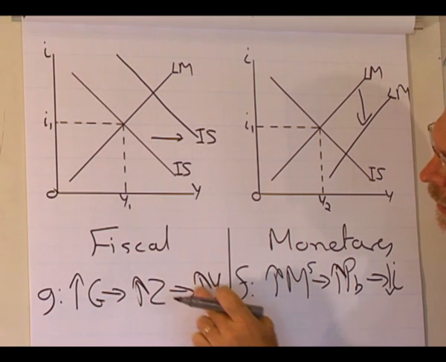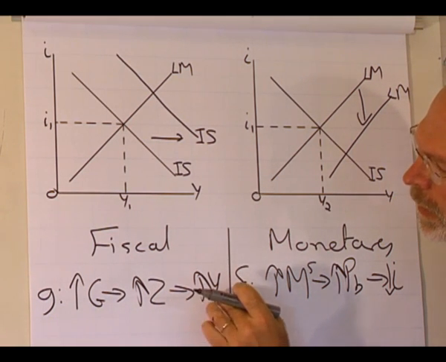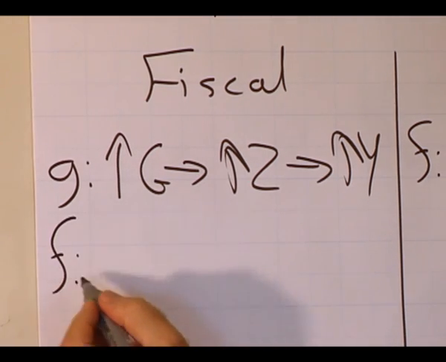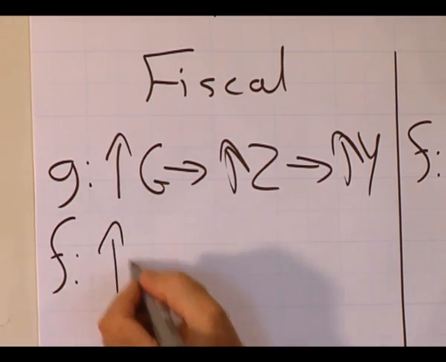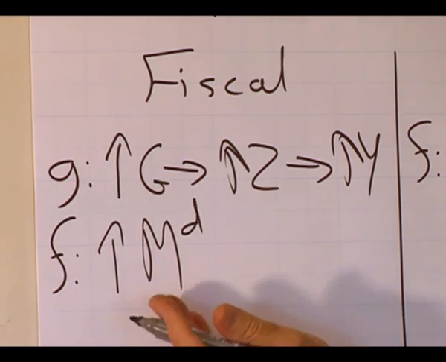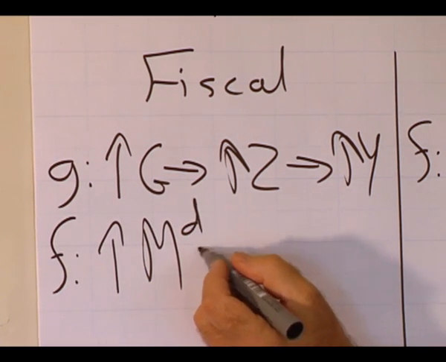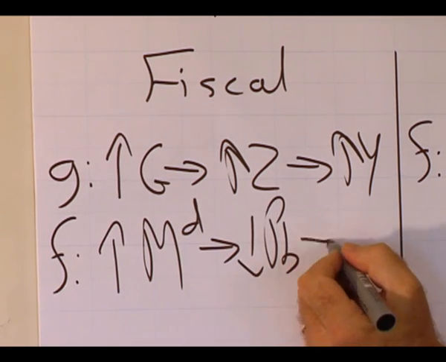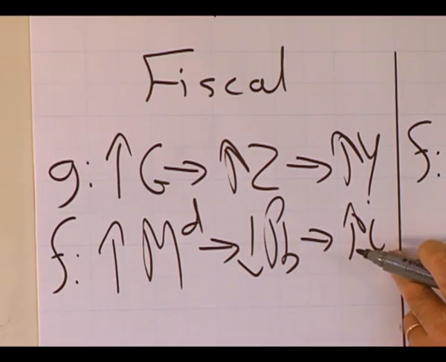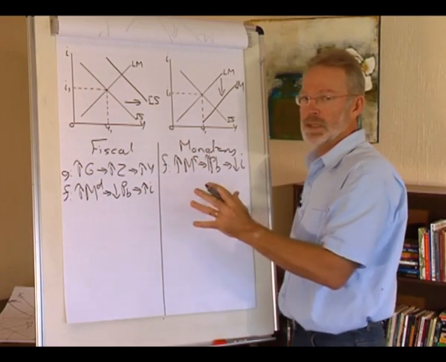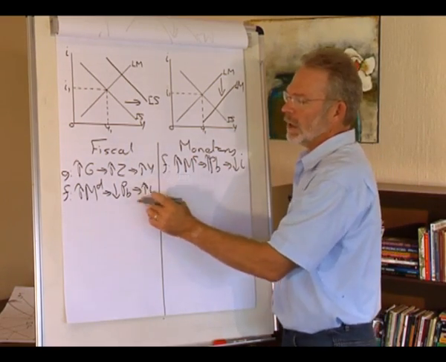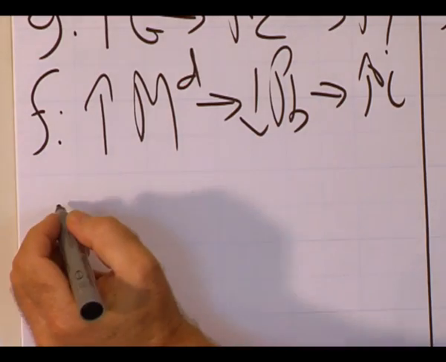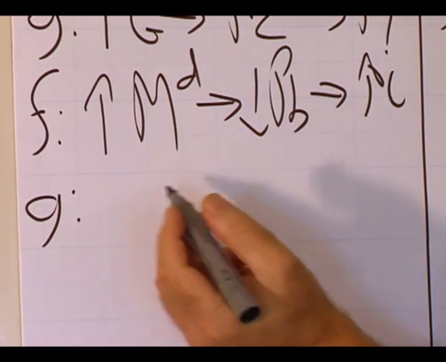With fiscal policy, the increase in income leads to an increased demand for money. So we move to the financial sector, and we have an increased demand for money. This leads to a decrease in the price of bonds, as bonds are sold, leading to an increase in the interest rate. But we know investment is a function of the interest rate, so the increase in interest rate decreases investment spending. So we move back to the goods market.